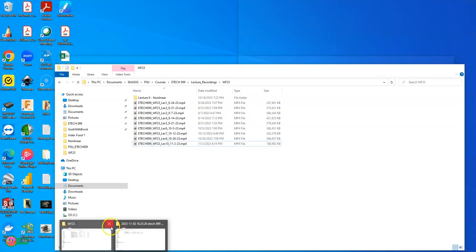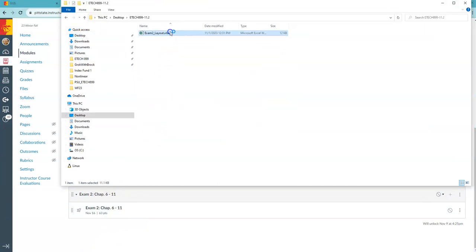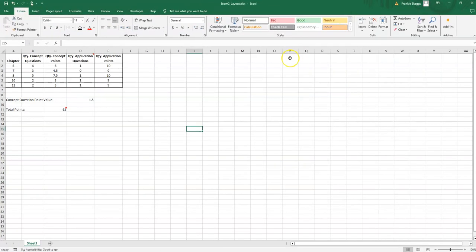I usually tell students a little bit about the structure of the exam, and that's what I have here. This workbook should give you a little bit of insight into where the questions are coming from. You can see chapters 6, 7, 8, 10, 11, all of them are represented. From the quantitative concept questions, there's a total of 16 of them, which amount to 24 out of the 62 points. The concept questions, again, are multiple choice, true/false style questions.